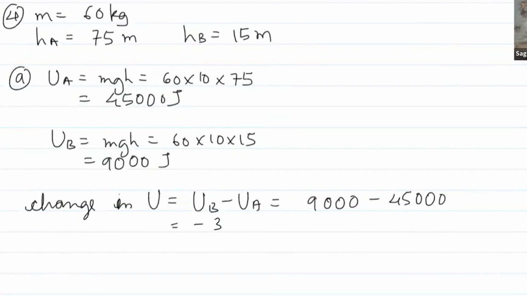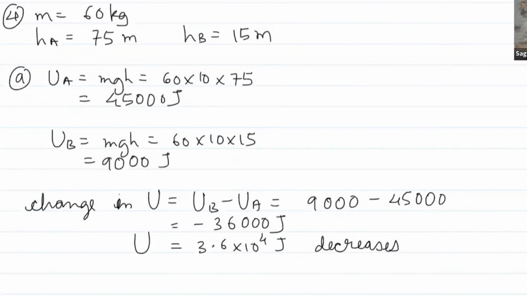So that will be negative 36,000 joules. So 3.6 into 10 to the power 4 joule decreases. So potential energy has decreased. That means the ball will now possess kinetic energy.